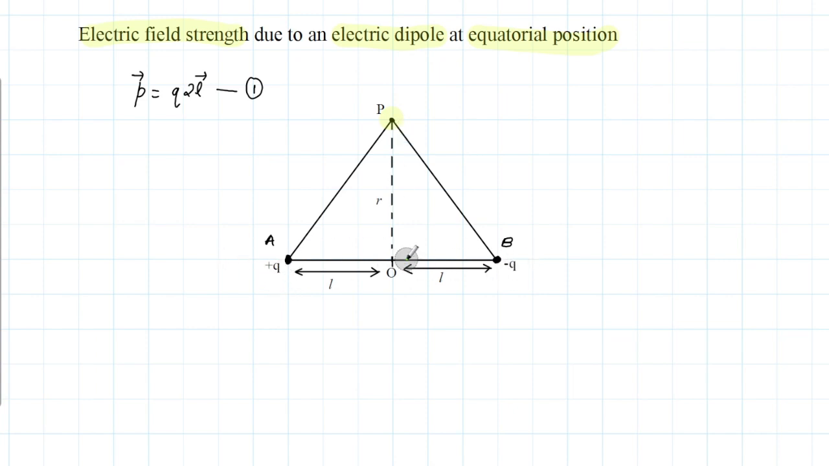In this case, you see this dipole which is separated by 2L distance. This point O divides the length into two equal halves, L and L, so this is the center point O. Any point above this center point, perpendicular to this axis, we call an equatorial position. We have considered this point, but you can consider any point on this line perpendicular to the axis of the dipole. That is our equatorial point, and we are finding the electric field strength at this position P.